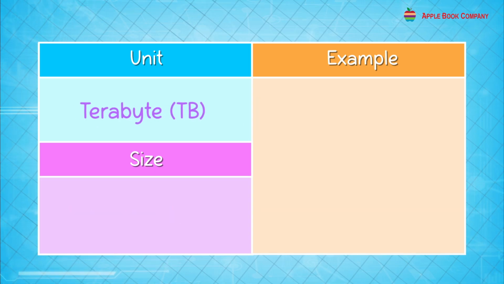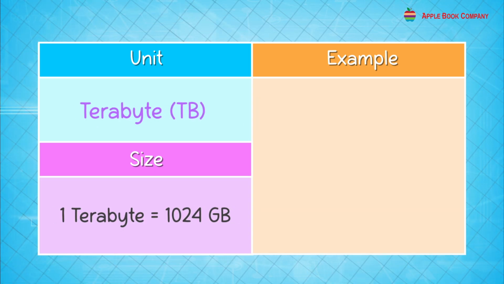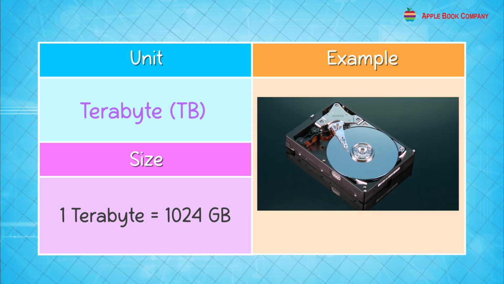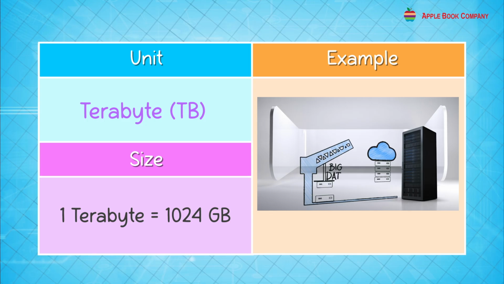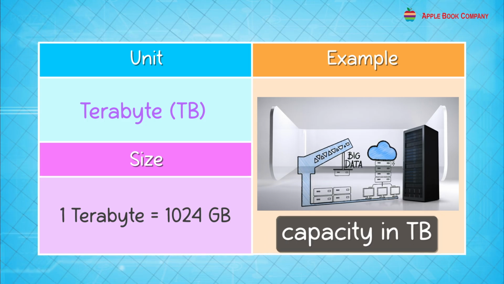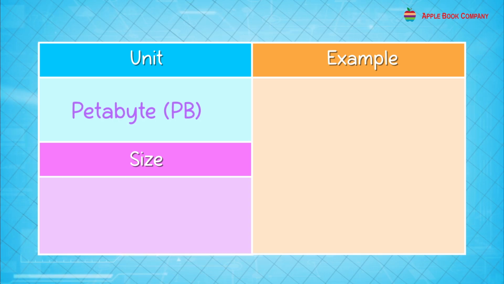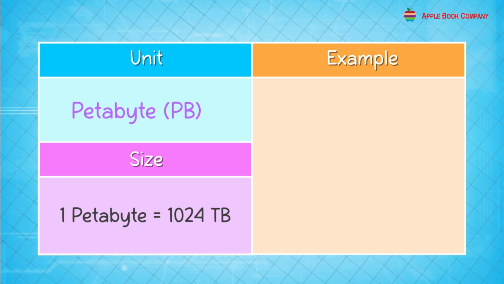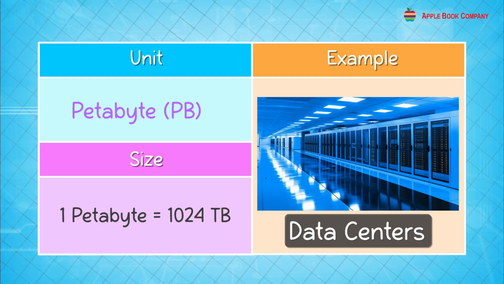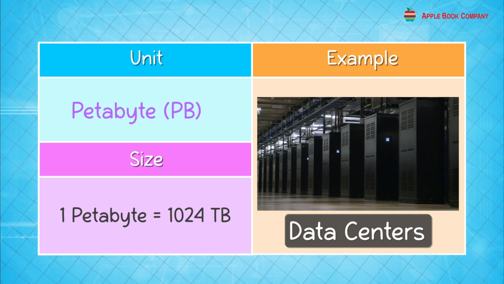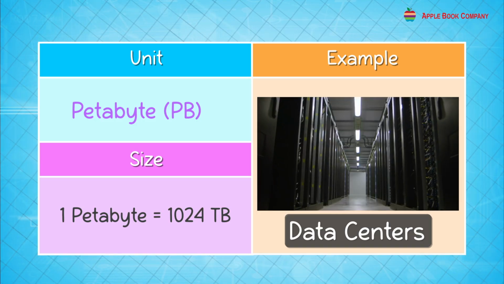Terabyte, also called TB: 1 terabyte equals 1024 GB. For example, hard drives in computers or cloud storage often have capacity in TB to store lots of data. Petabyte or PB: 1 petabyte equals 1024 TB. For example, data centers like those of Google and Facebook store petabytes of information.